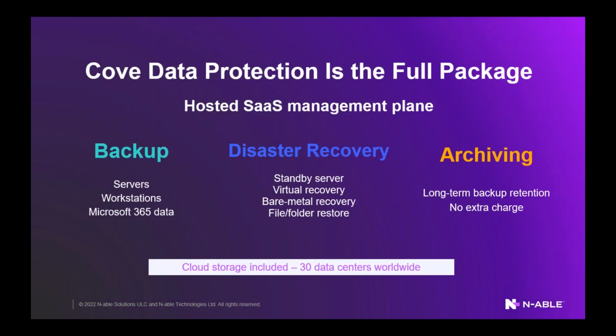With Cove Data Protection, you have the full package. We are a hosted SaaS management plane. We have 3 main stages. The first one is backup of servers, workstations, and Microsoft 365 data, like I mentioned before. And then we have the disaster recovery features: a standby server, the virtual recovery server, bare metal recovery, and file and folder level restores.